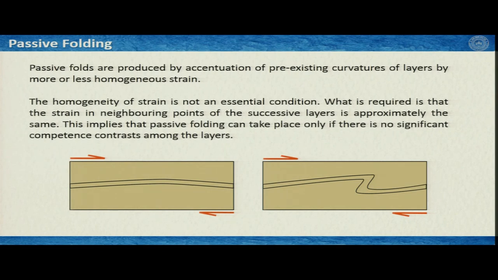Now, the homogeneity of the strain is not an essential condition. However, what is required is that the strain in the neighboring points of the successive layers is approximately the same. This implies that passive folding can take place only if there is no significant competence contrast among these layers. This is an example we have drawn before in a different way. I have a curved layer here, and you see the colors are similar here, here and here. So, their viscosities or compositions are very similar, but they are separated by some sort of layers. If I apply a shear, then this slightly bent layer may produce a folded structure like this, but this is not an active fold, this is a passive fold, because the strain here and the strain here are very similar.